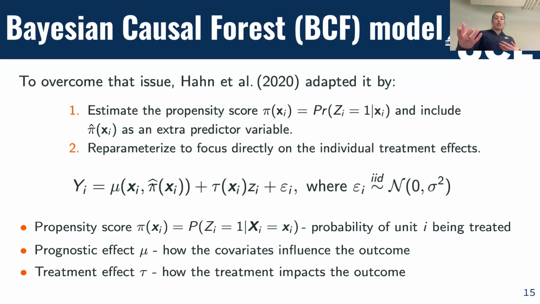So it's going to be the prognostic effect, which you can think of as a surface that tells us how the covariates influence the outcome. And in it, we also plug in the propensity score estimation that we have. So again, the probability of i being treated, and this is the estimate of it. And then we have a second surface that is the treatment effect. So that is how the treatment impacts the outcome, and that is exactly what we're interested in, plus some errors.